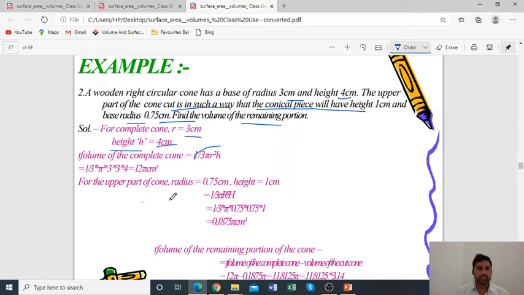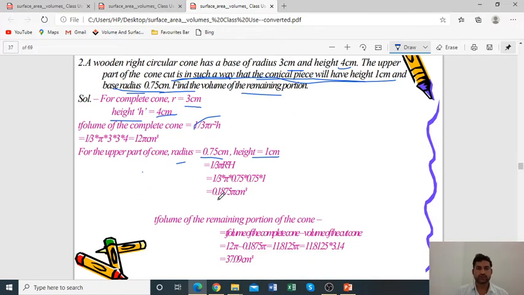Okay. So first, for the upper part of the cone, because the cone is cut in such a way that the conical piece will have height 1 centimeter and radius 0.75 centimeters. So the upper part radius is 0.75 centimeters and height is 1 centimeter. So the volume of the upper part is 1/3 pi r square h, put in the values: pi, radius is 0.75 and height is 1. So the upper part of the cone volume is 0.1875 pi cubic centimeters.